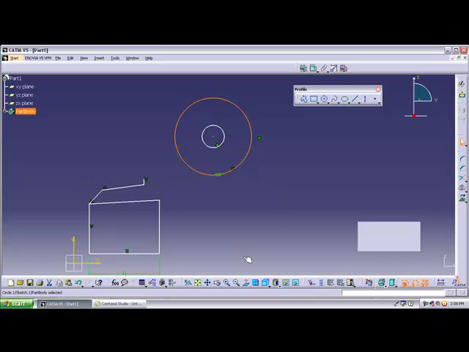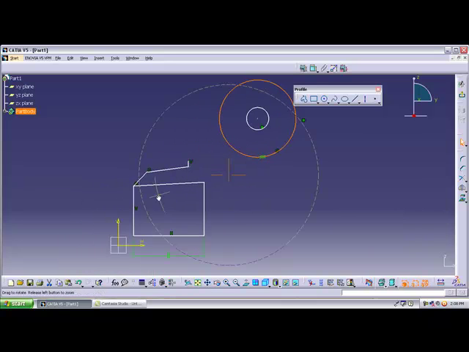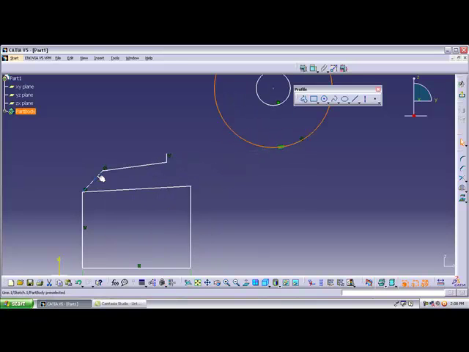And the next option is the midpoint. Suppose I delete this line, after that I am deleting the tangency property also, selecting the tangency property and removing it. Next constraint is the equidistant midpoint.